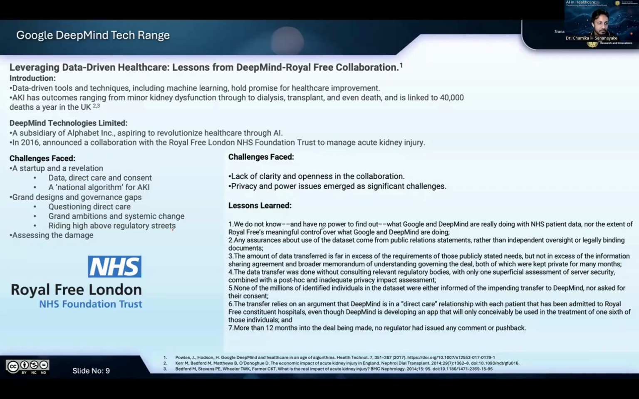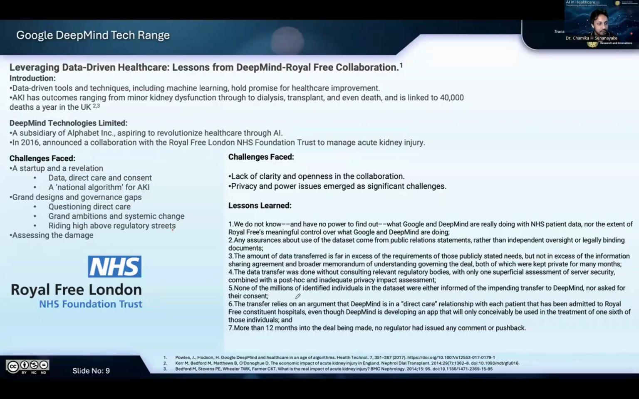We do not know and have no power to find out what Google DeepMind is really doing with not just patient data, nor the extent of the Royal Free's meaningful control over what Google's DeepMind is doing. And the amount of data transferred is far in excess of what is required for publicly stated needs. Another problem is the data transfer was done without consulting relevant regulatory bodies. So that's also one of the take home messages when we go to that kind of AI development.